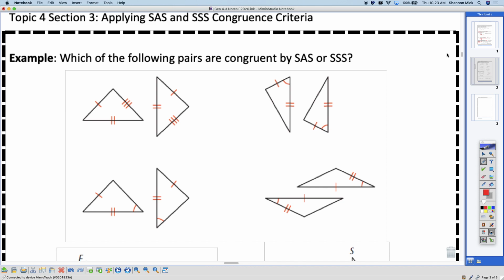So, is this side angle side, side side side, or neither? Side, side, side, but one's not equal. I don't know. Do I trust the picture? Do I trust the dimensions of the picture? No. What am I trusting here? The dashes. I don't trust how it's drawn. I trust the markings they put on there, correct? So, side, side, side.